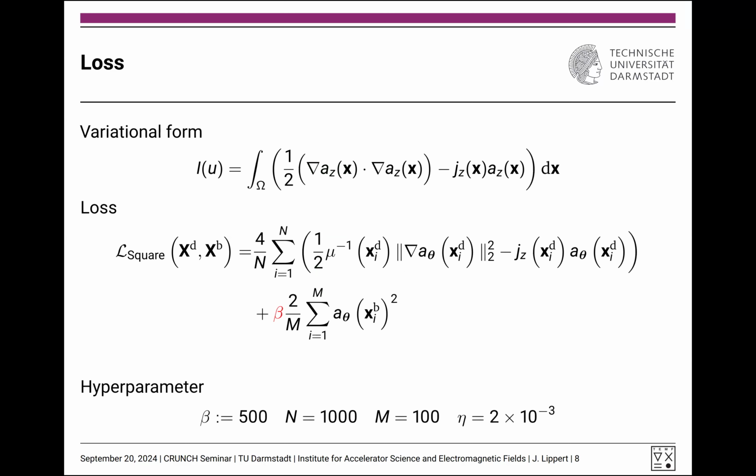Jonathan, what's the motivation of using the variational form for this problem? Because we only need the first derivative, so it's computationally easier.